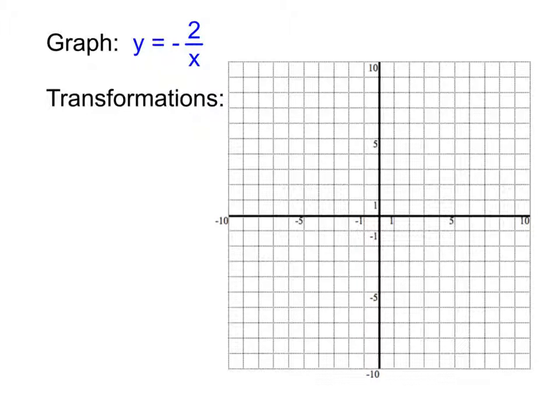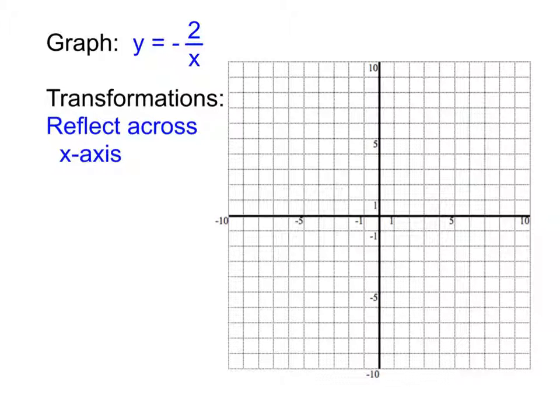If you have a negative out front, what does that do to our graph? How do we describe that? And so yes, it is a flip or a reflection, but the key is that we see that it's actually across the x-axis. It flips upside down. And so this is going to start as a reflection across the x-axis. So up is going to become down, down is going to become up.